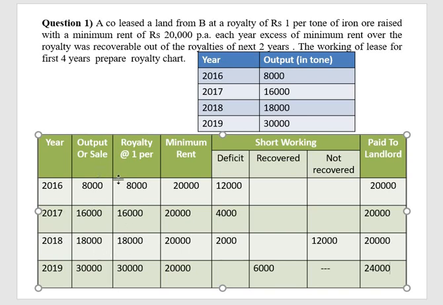Okay. So see, 8,000 into 1 rupee is 8,000, 16,000 into 1 rupee is 16,000, 18,000 into 1 rupee is 18,000, 30,000 into 1 rupee is 30,000, we get the royalty. In this problem, 1 rupee is there, so I multiply by 1 rupee. In case they gave 10 rupees, 5 rupees, 50 paisa, 1 rupee, 2 rupees, whatever the given rate, you have to multiply by the number of units, and you will get the royalty.